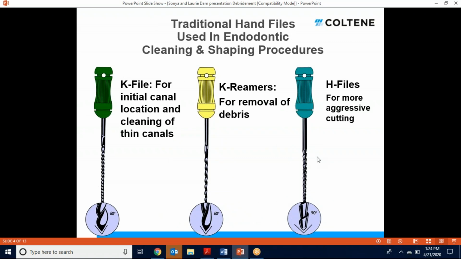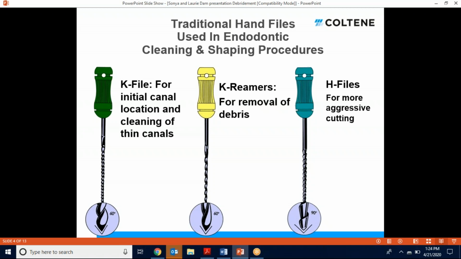All right, so K files, these are very popular. We always see these in our offices. Everyone just thinks about a hand file being a K file. It's kind of like the Kleenex thing, but these are going to be used for initial canal location and cleaning of thin canals. And you can see a picture there. And these are actually twisted files rather than milled files.